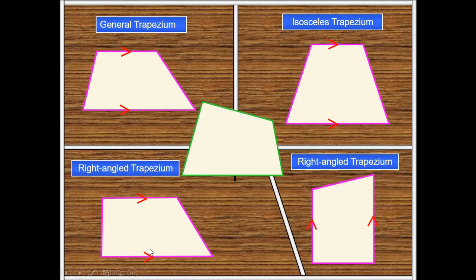So may kulang lang din dito sa symbol. Dapat may isa pa ditong arrow because these two line segments are not congruent, dito din dapat may isa pa ang arrow because these two line segments are not congruent. So we have three different types of trapezium. We have the general trapezium, isosceles trapezium, and the right angled trapezium.